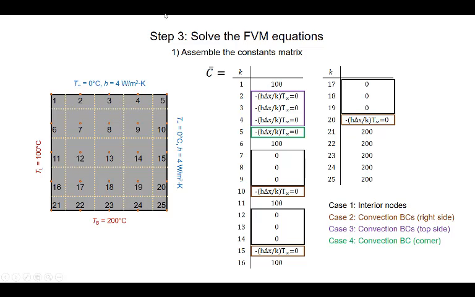Finally, our fourth case corresponded to the node on the corner, which had convection on 2 of its faces. It shows up in position number 5. It is the 5th node.